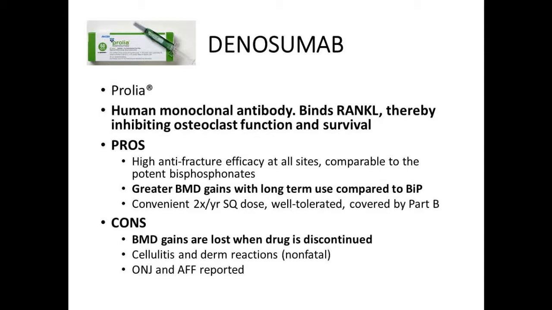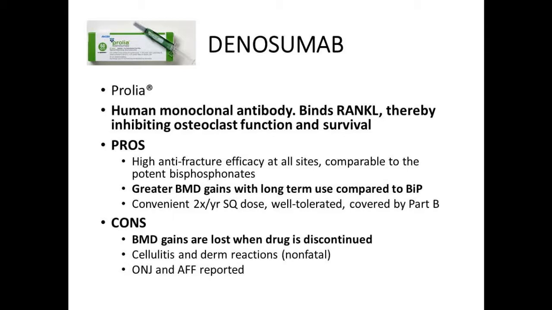Cellulitis and dermatologic reactions, in the studies I haven't really seen, but that is a concern for some patients. ONJ and AFF have been reported for this as well. It just hasn't been around as long as a bisphosphonate. So with any antiresorptive, we're probably going to see reports of ONJ and AFF.